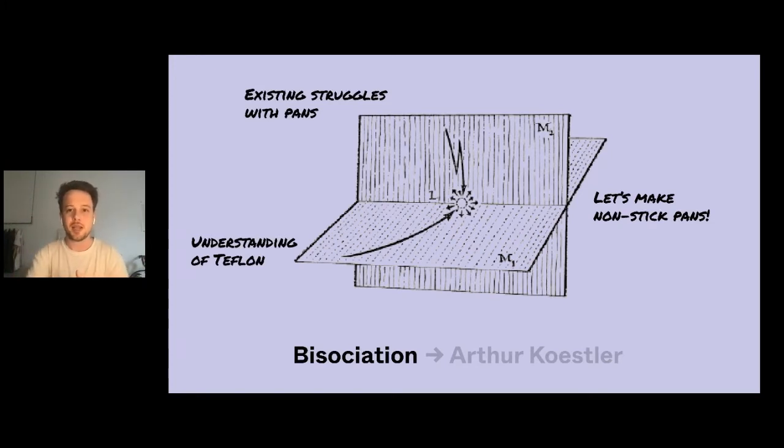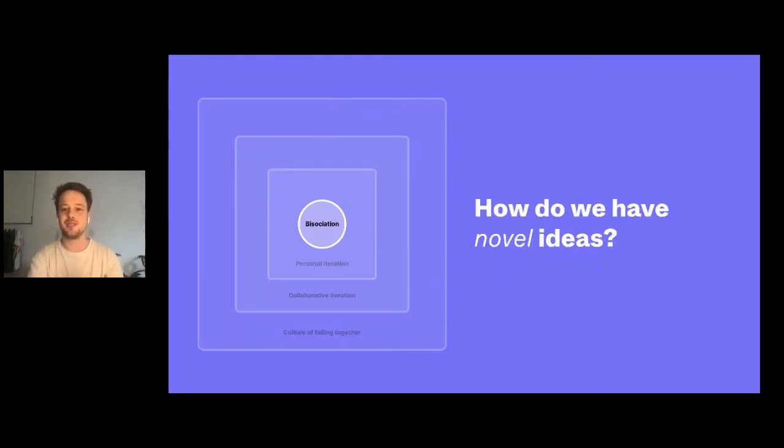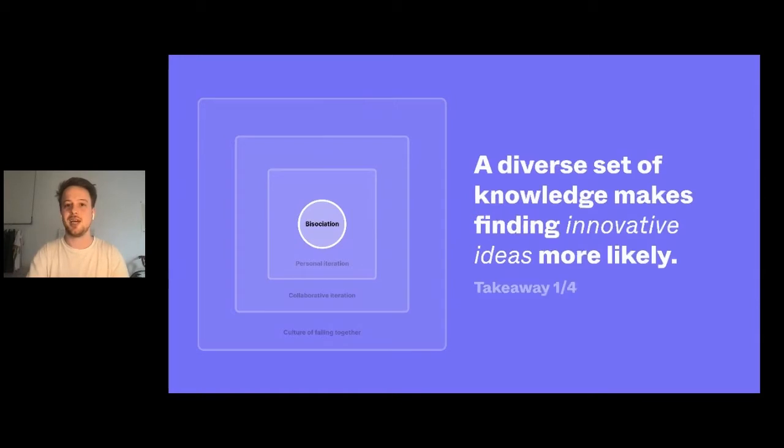And I think this is fascinating, because if we summarize this, I don't think "where do ideas come from" perfectly fits, but how do we have novel ideas? A diverse set of knowledge makes finding innovative ideas more likely, because the more different frames of thought you have in your mind, the more likely you are able to create connections between those two. And I think that's fascinating.